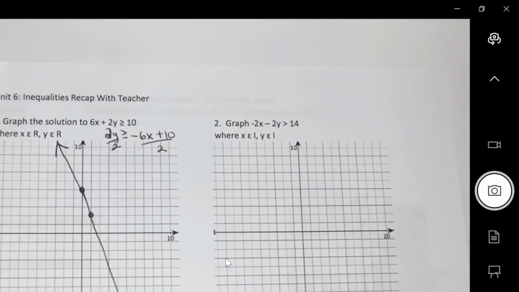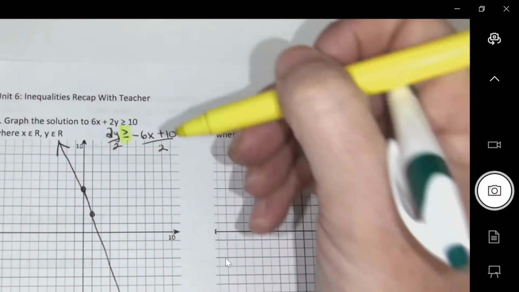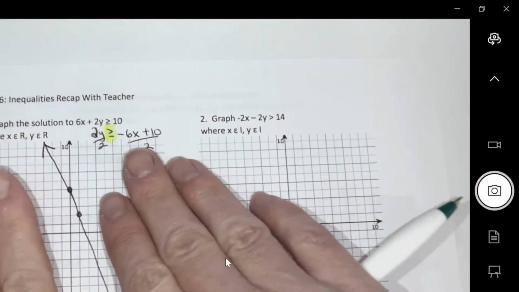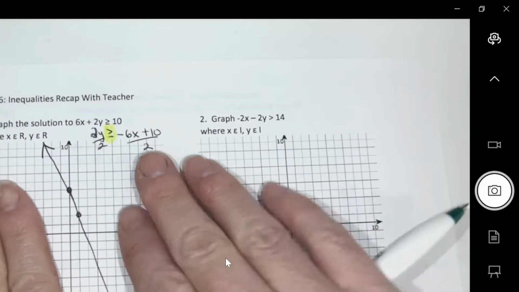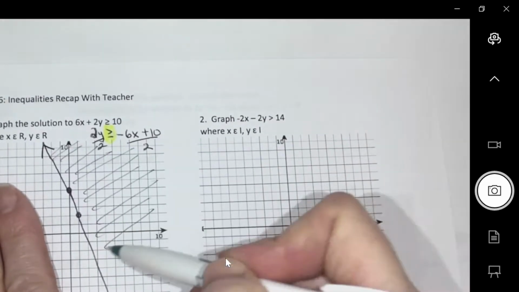So that's what the line looks like. And then I need to be greater. So which of the two sides do I pick that angles in the upward direction? This.